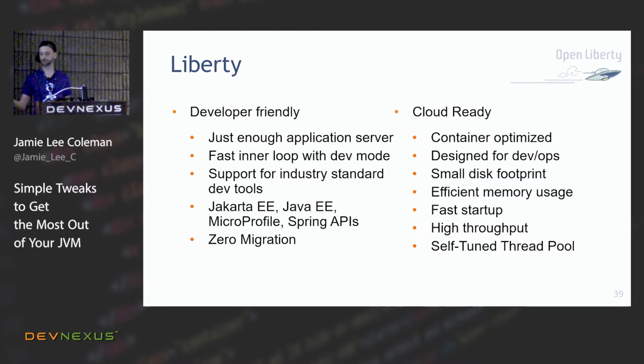We were the first product, I think, in IBM to have an official Docker image. That is what I did when I first joined IBM. I was working on the OpenLiberty containerization team. It's designed for DevOps, so again, taking all those cloud-native characteristics and allowing you to very quickly get stuff through your pipeline into production. Efficient memory usage, so it has a self-tuned thread pool, things like that.